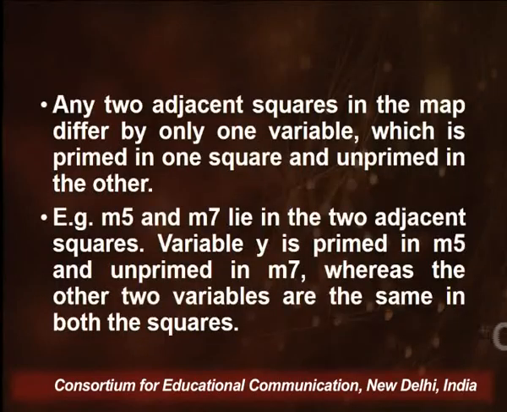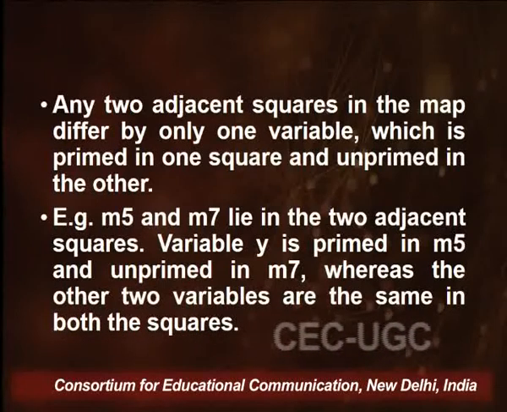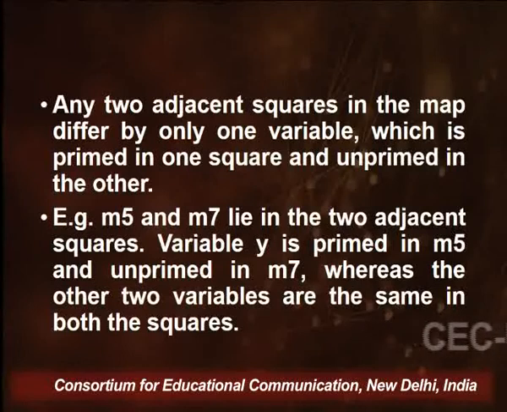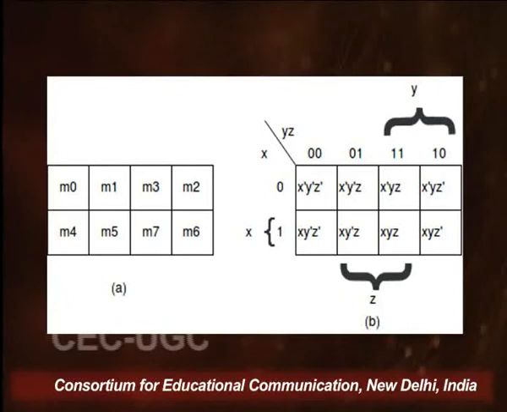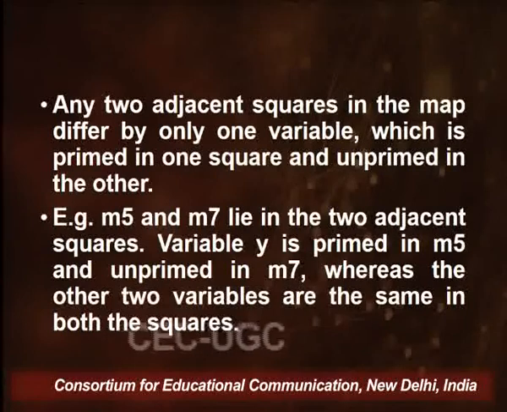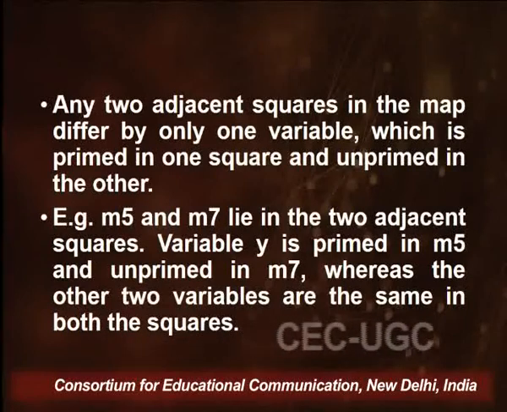Any 2 adjacent squares in the map differ only by one variable, which is primed in one square and unprimed in the other, which means with a dash. So M5 and M7 are 2 adjacent squares. Look at this one, M5 and M7. In the example here, XY dash Z and XYZ, sorry, so Y dash has changed to a Y. Look at the other one. The other two variables are the same in both the squares.